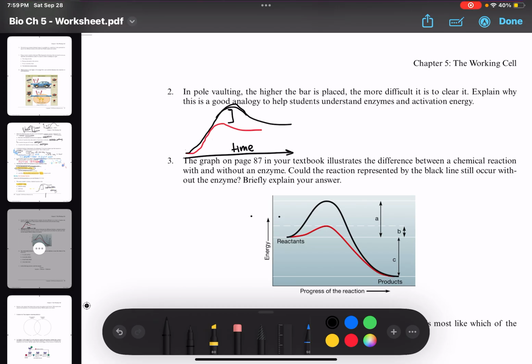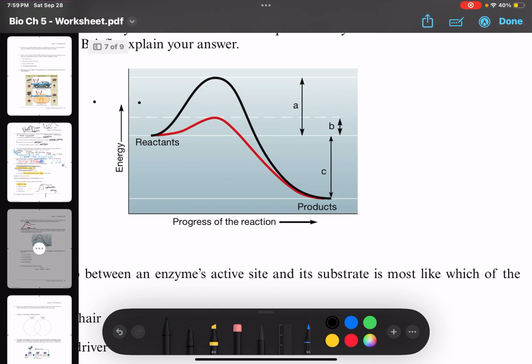That's why it's a great example, right? So enzymes lower activation energy, aka it's almost lowering that pole bar, which makes it easier to clear, which makes the chemical reaction easier and faster to occur. That's usually how I would frame this question. I think that's the best way to understand it. If you need any help, again, ask me.